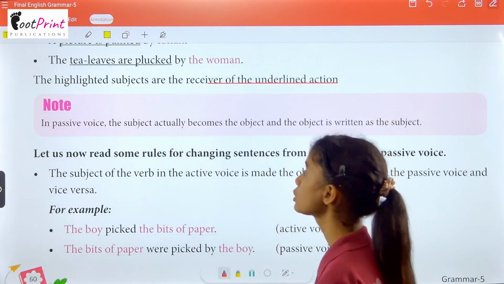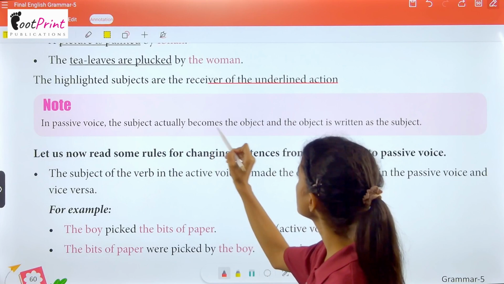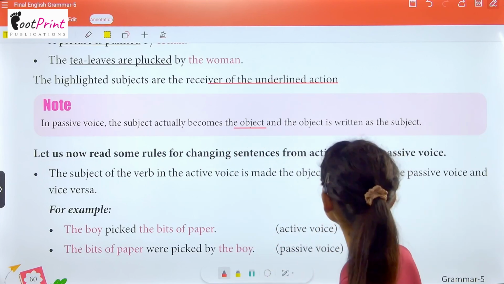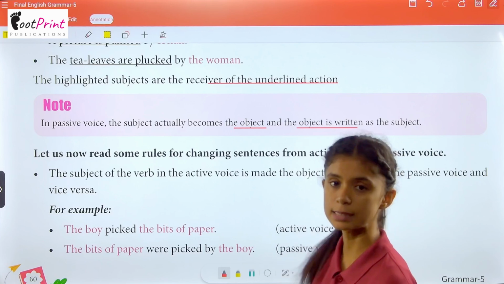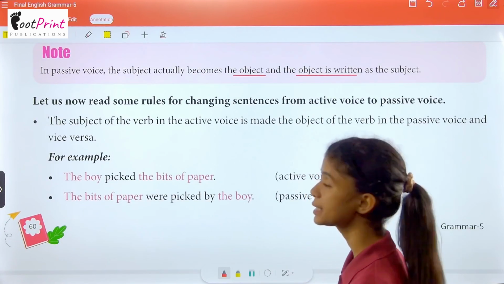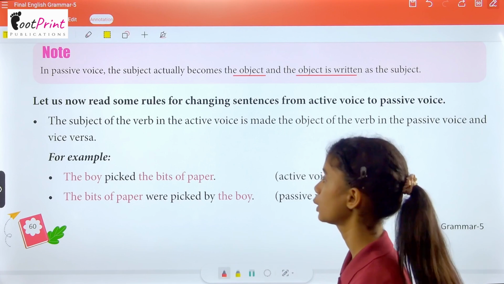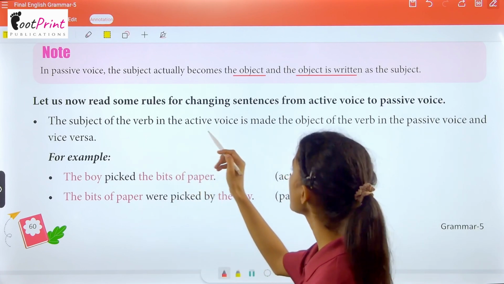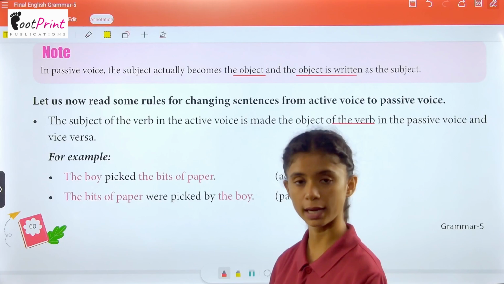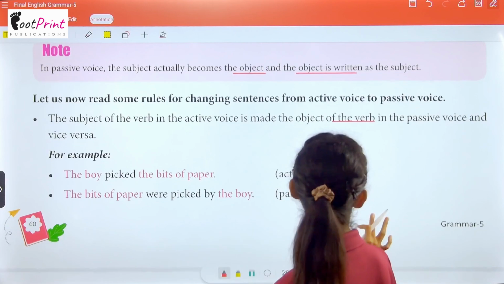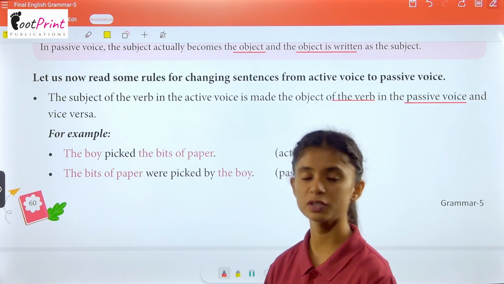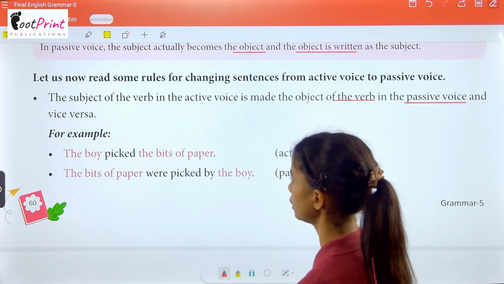Now we have to note that in passive voice the subject actually becomes the object, okay? In passive voice the subject becomes the object and the object is written as the subject. Now let's read some rules for changing sentences from active to passive voice. The subject of the verb in the active voice is made the object of the verb in passive voice and vice versa. It happens the opposite when we change passive to active.